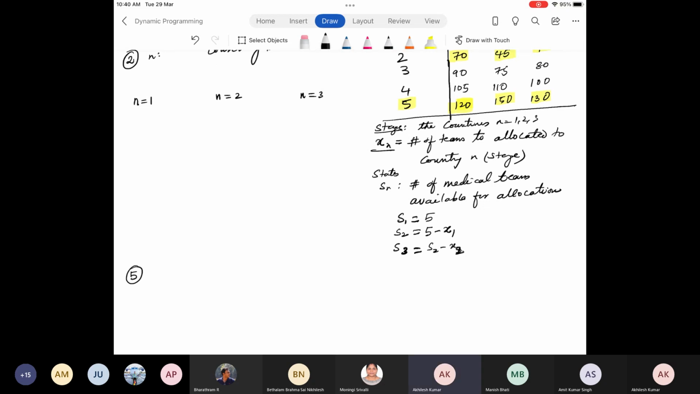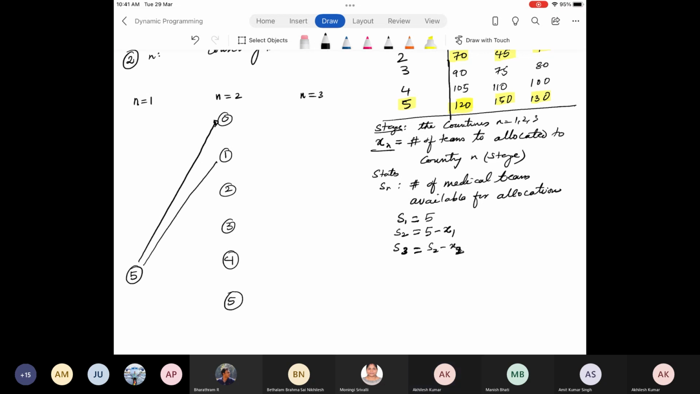So I have S1 equals 5. Now 0, 1, 2, 3, 4, and 5. Is this correct? I'm saying S2 will be from 0 to 5. Since I have defined S2 as 5 minus X1, it can range from 0 to 5. So if I allocate all the 5 teams to X1, then the remaining teams at the next stage will be 0.